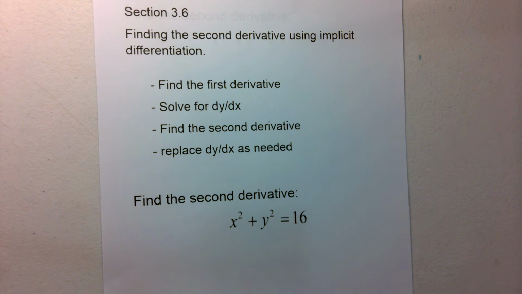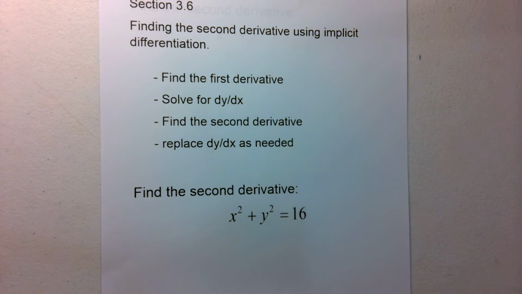We're going to spend the day today looking at the second derivative using implicit differentiation. Remember, the second derivative is going to talk about the acceleration of a function or of a relationship between x and y. So a couple of things that we want to remember to do as we come up with the second derivative. One, we want to be able to find the first derivative.